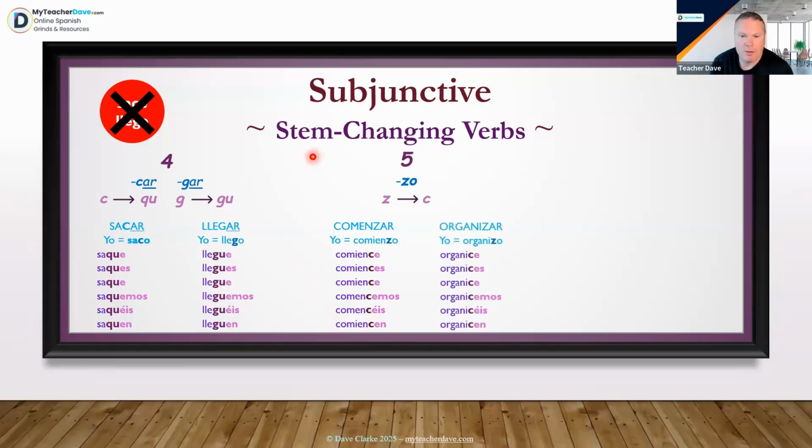And just another example from this category, organizar. If you've never seen that verb before, if you've never studied Spanish, you can make a very educated guess that it means to organize. So, organizo with a Z in the normal present tense. That Z becomes a C in the subjunctive. So that gives us organice, organices, organice, organicemos, organicéis, and organicen. In this one here, the only change that occurs is actually that Z to C.